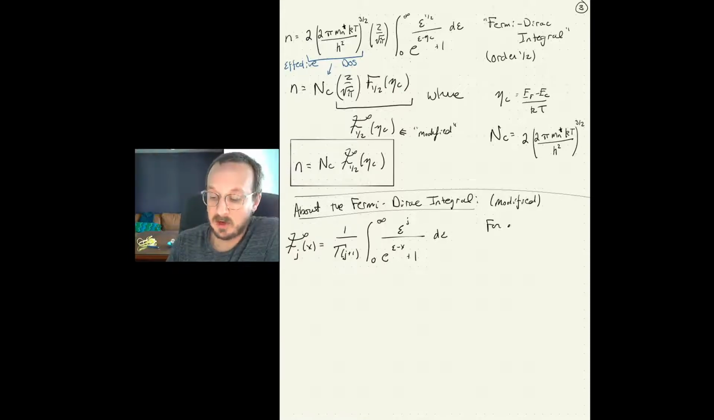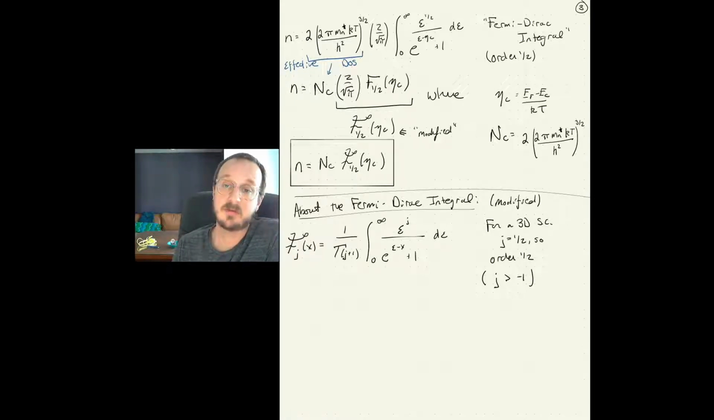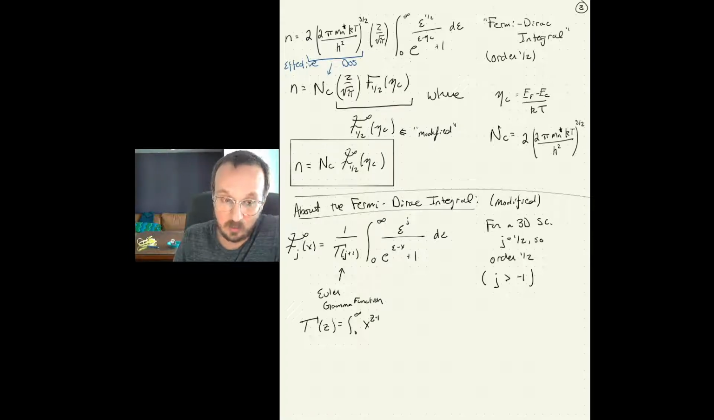For a 3D semiconductor, j equals 1/2. This is why we call it order 1/2. In general, j is defined for the Fermi-Dirac integral to be greater than -1. So as long as your order is greater than -1, this integral is defined. And this gamma is the Euler gamma function. To give you a little bit about this, the Euler gamma function is gamma of z, for example, equals the integral from 0 to infinity of x to the z minus 1, e to the minus x dx. Okay, so that's the Euler gamma function.